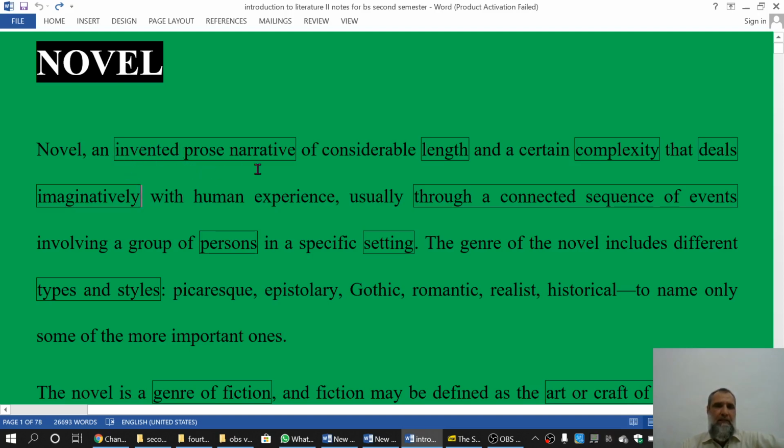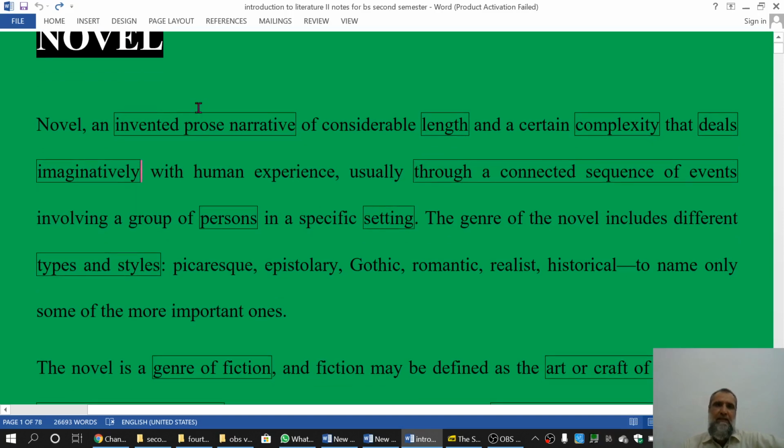The second thing is that it is narrative. A novel is narrative because incidents are narrated in it, and the novelist creates a narrative, as we have discussed in narrative techniques and viewpoints. So the second factor is that it is narrative. The third is that it is prose. It isn't written in poetry. A novel is always written in prose. So these three facts are combined here, and we say that a novel is an invented prose narrative. These are the three different things which it has.